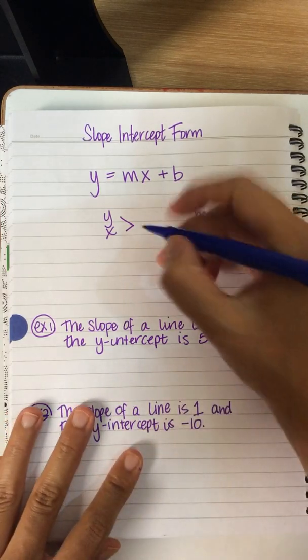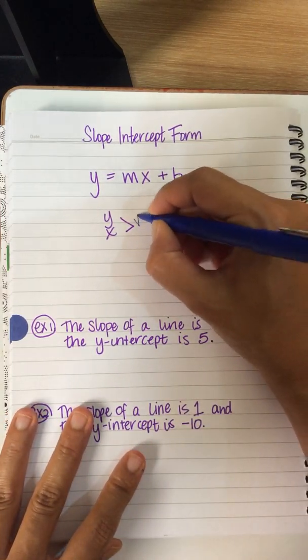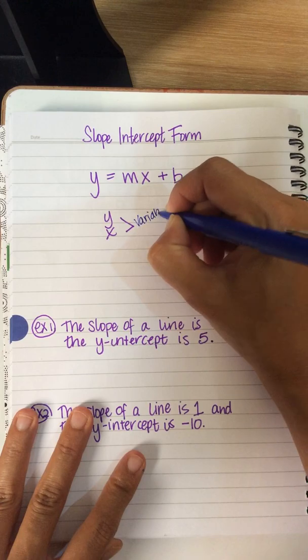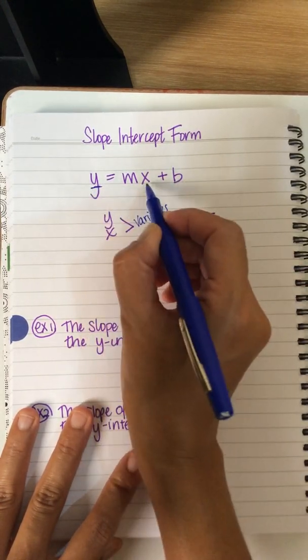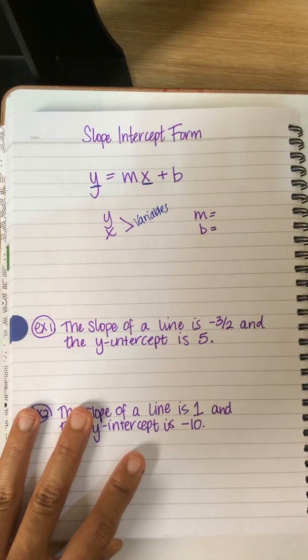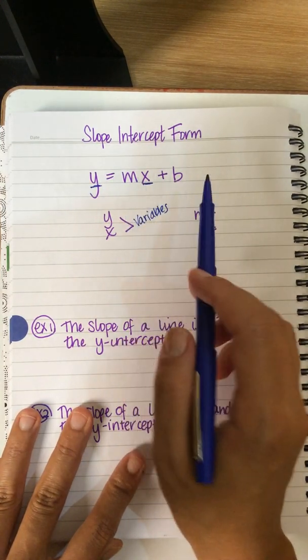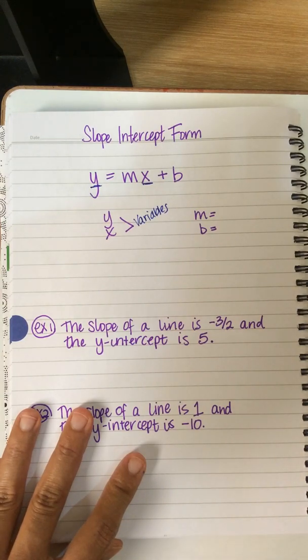So y and x, I put this here because they're both variables. All that means is when you write slope-intercept form, you're always going to write y and you're always going to write x. Those are the two letters that stay in the equation. And then your numbers go in for m and b. That's where you put your numbers. So I'll give you an example.